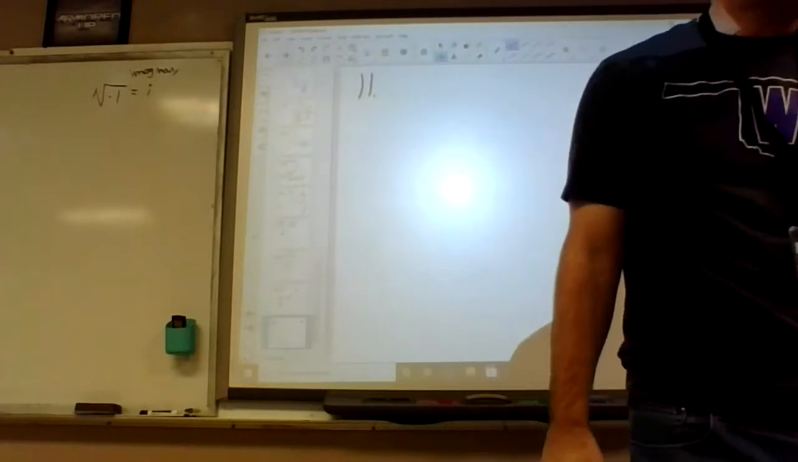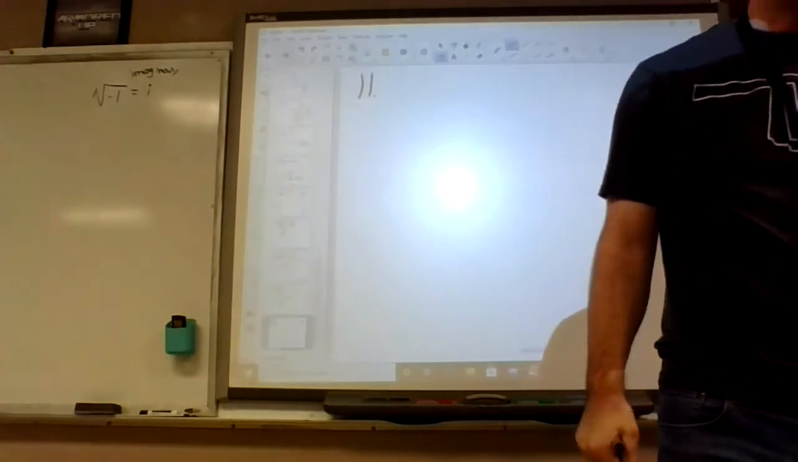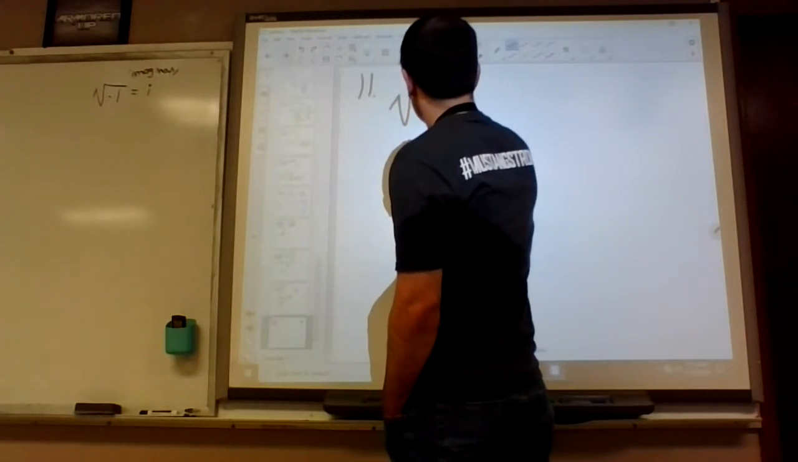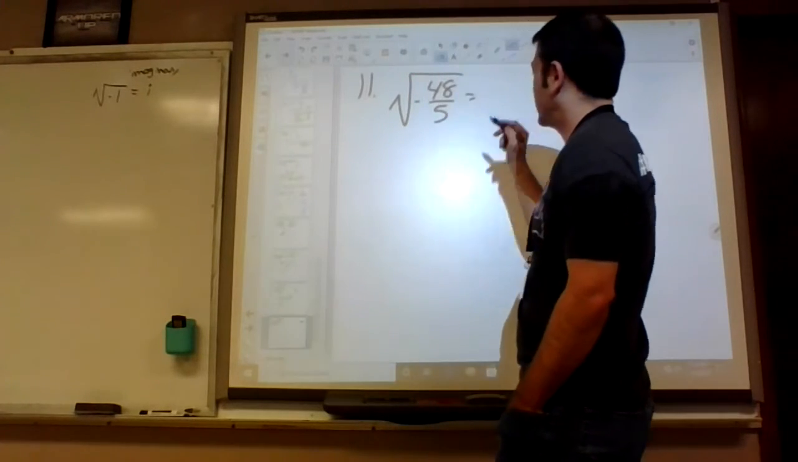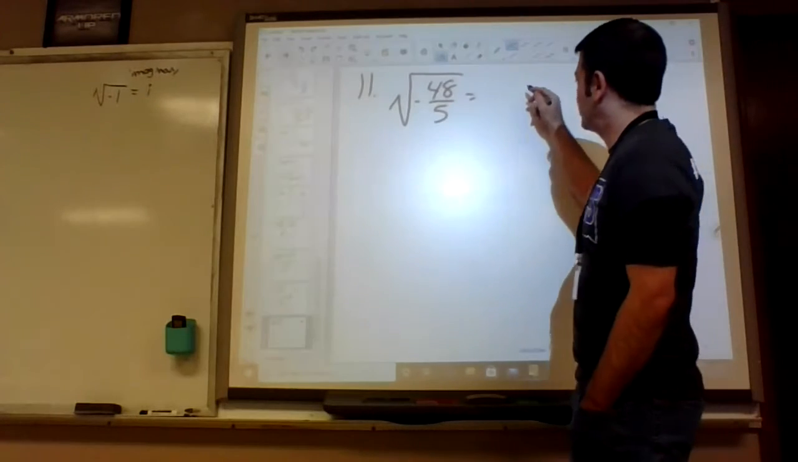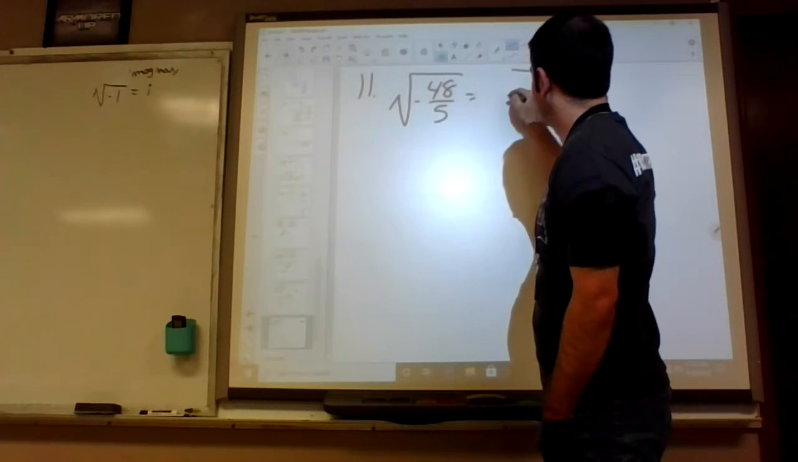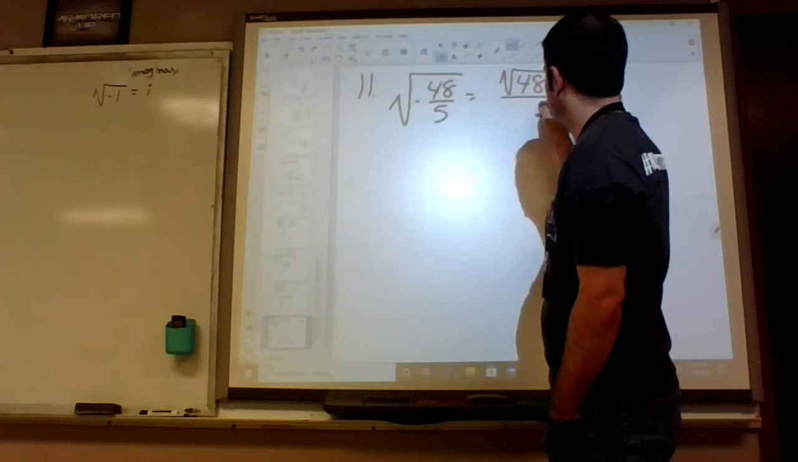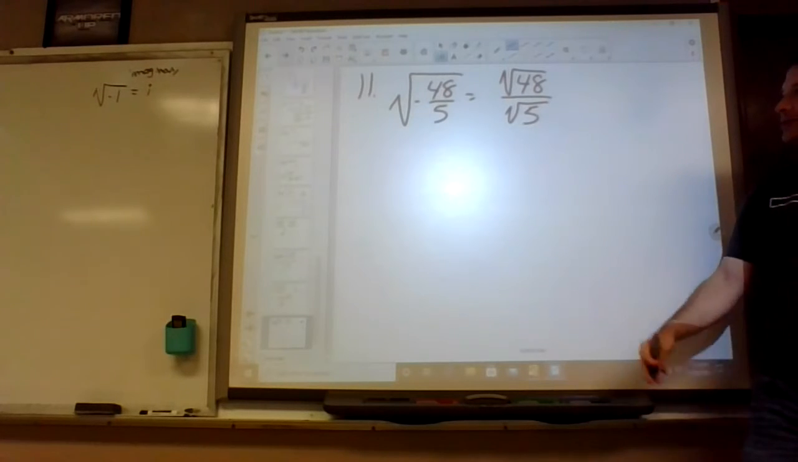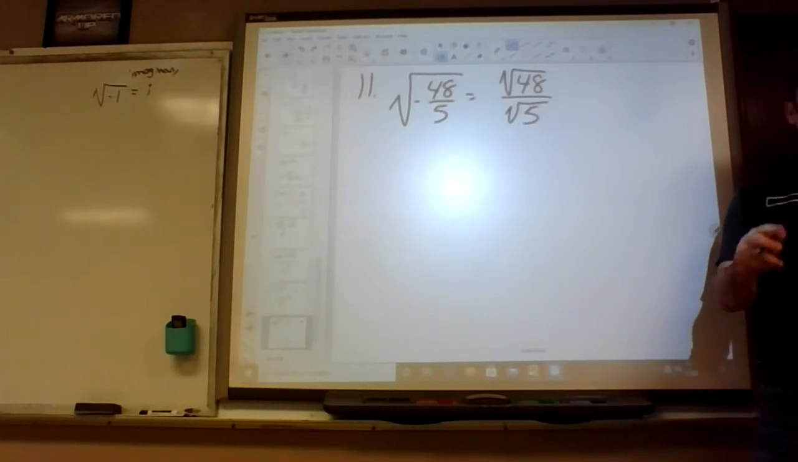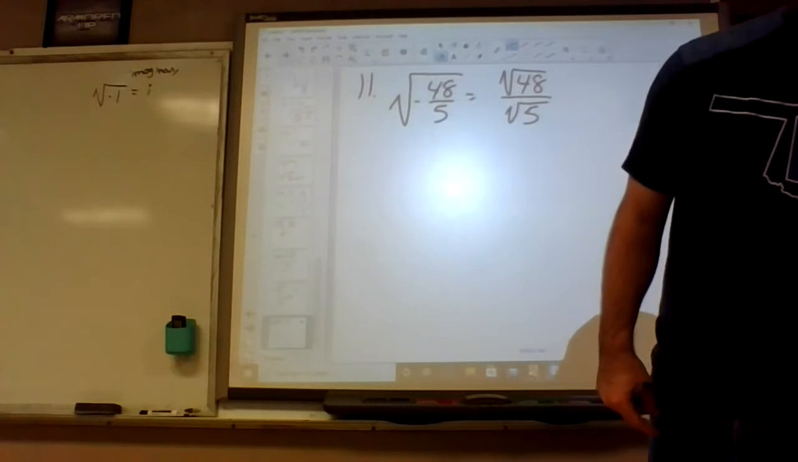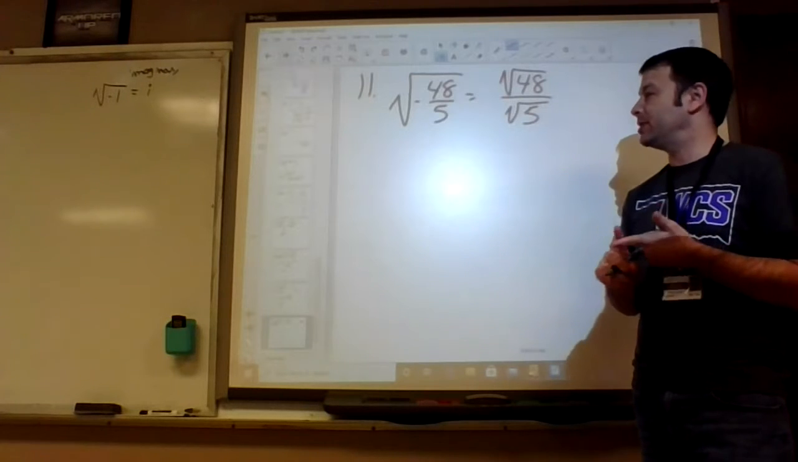Number 11. Square root of negative 48 fifths. Okay, so i is going to be part of the answer. When you have a fraction in the square root, what this really means is both of those are in the square root. So it's like square root of 48 over square root of 5. So two things. Can't leave square root of 5 in the denominator. Remember that from number 3. Can't leave the square root in the denominator.